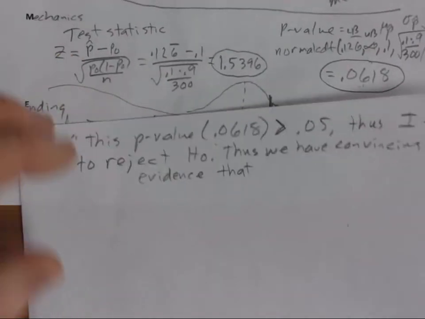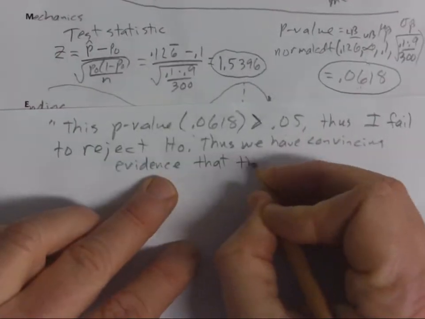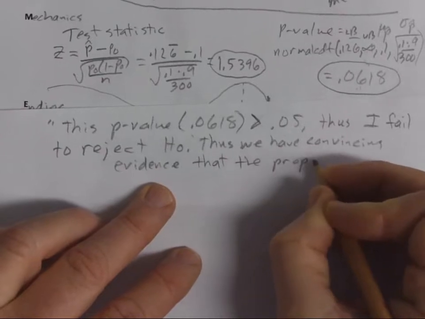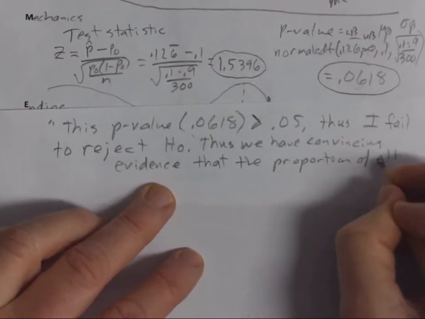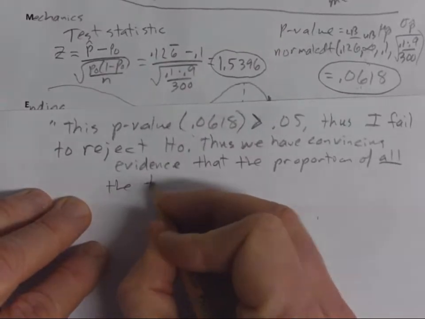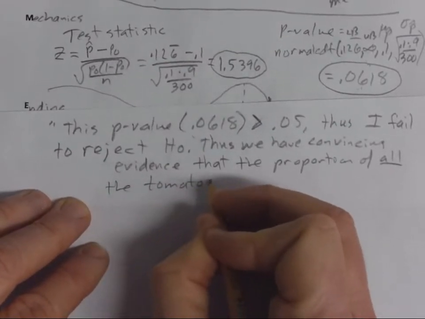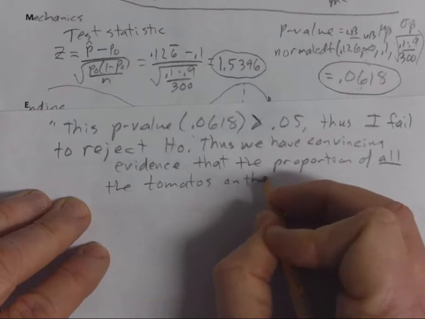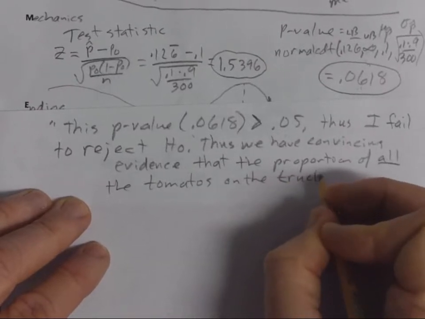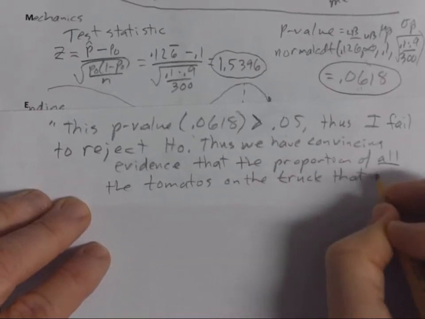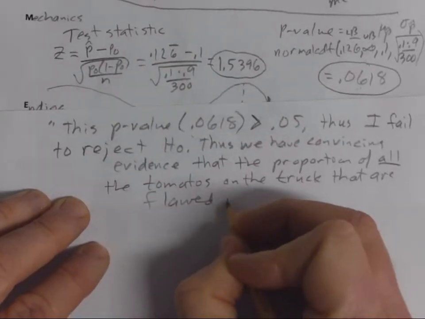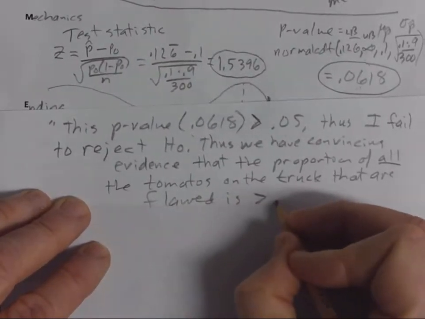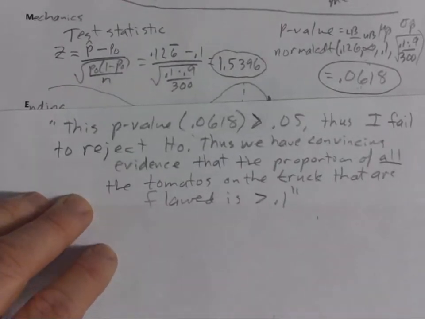That the proportion of all the tomatoes on the truck that are flawed is greater than 0.1. That is how you do a hypothesis test.